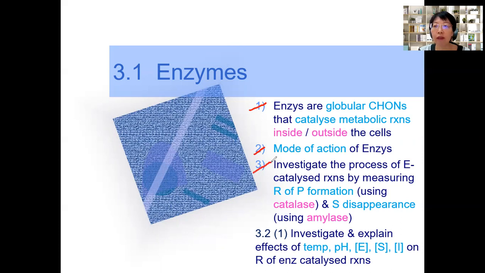Number 3, investigate the process of enzyme-catalyzed reactions by measuring the rate of product formation using catalase enzyme and substrate disappearance using amylase enzyme. Now, the 4th one you're not covering today, so we don't have to talk about it now. Okay?